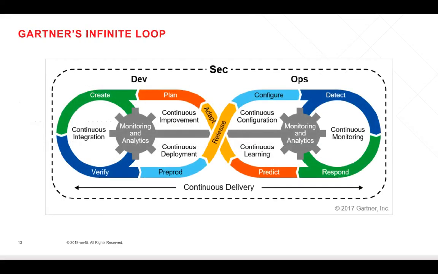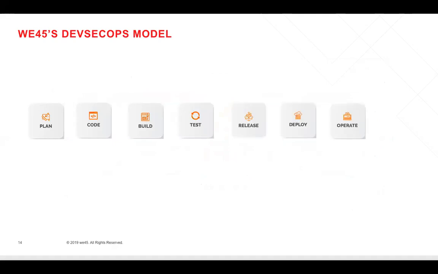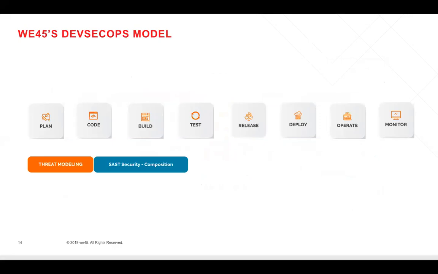Now, this is Gartner's infinite loop of DevSecOps. This has been there for the last couple of years. One of the things we wanted to do is to uncomplicate this diagram in terms of the various moving pieces. So what we've done with the we45 DevSecOps model is go back to the drawing board in terms of understanding what the key elements of an SDLC are. So essentially you have the plan, code, build, test, release, deploy, and operate and monitor phases of the SDLC. And then in parallel, the security guys would have a threat modeling phase. They would have a SAST or a source composition analysis phase.